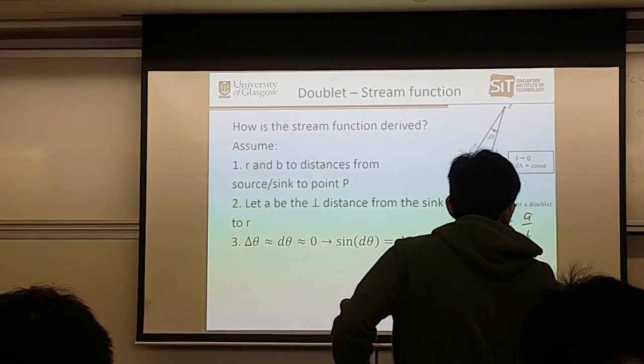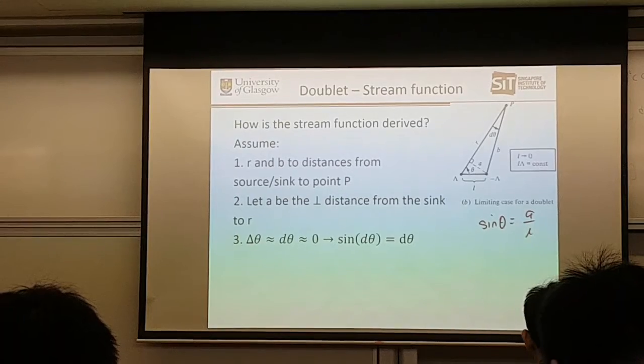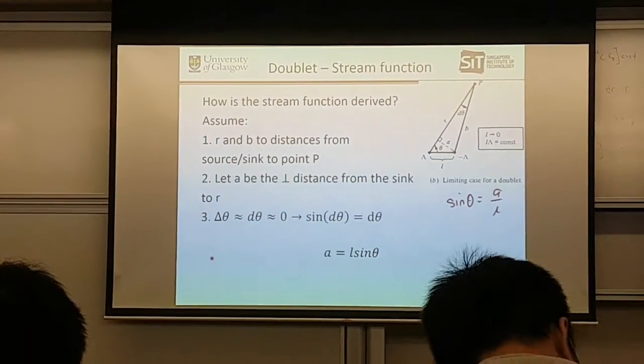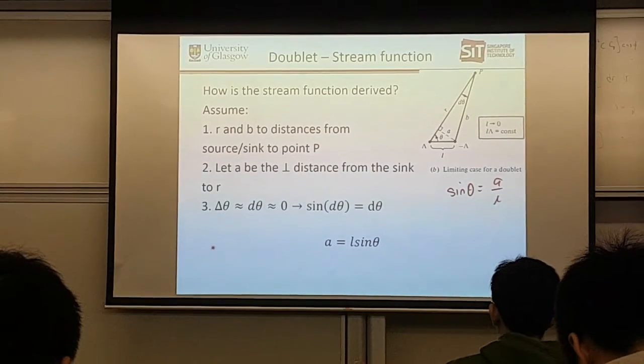Sine theta equals opposite over hypotenuse, so sine theta equals A over L. That means my A will be equal to L sine theta.